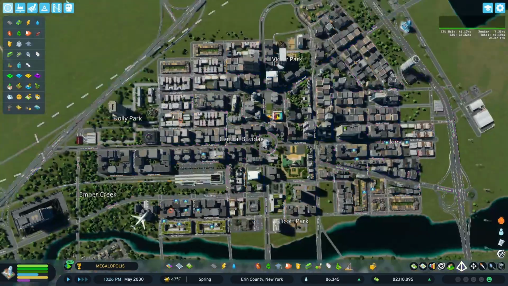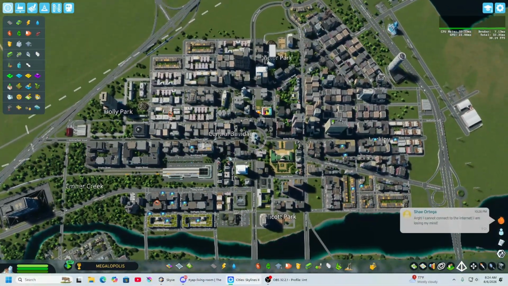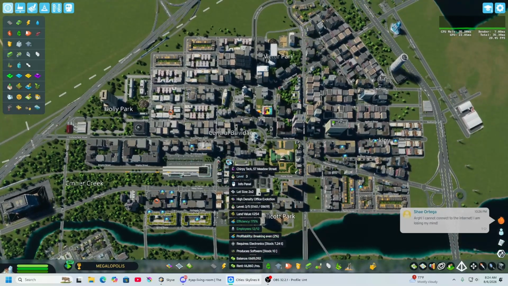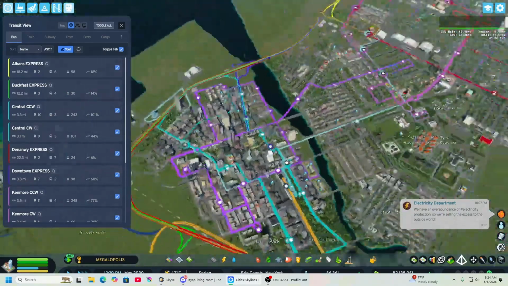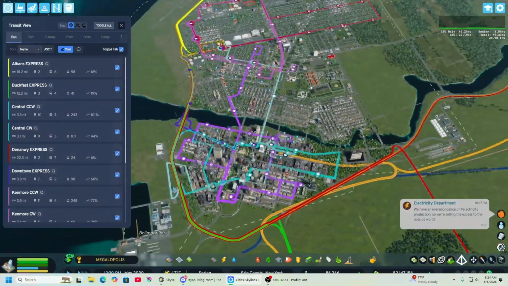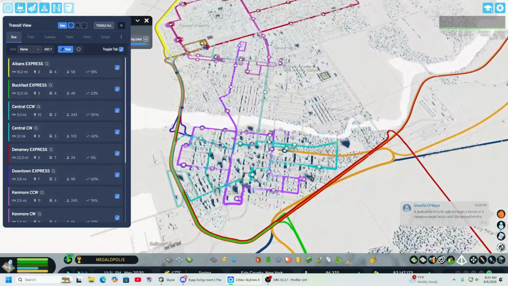So the next thing is looking at our transportation network. If you have Cities: Skylines 2 and you're following along with me, I would highly recommend looking at the Transit Overview mod. It's a great mod that allows you to visualize your transit networks as a real sort of transportation map. And I'm going to turn this on the map mode, avert your eyes.